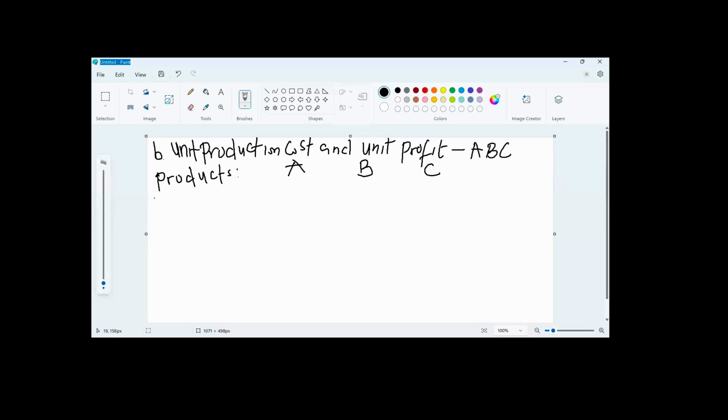Take your direct material cost. That will not change. Direct material cost will not change. This is 1,000 naira. This is 1,200. This is 1,500.